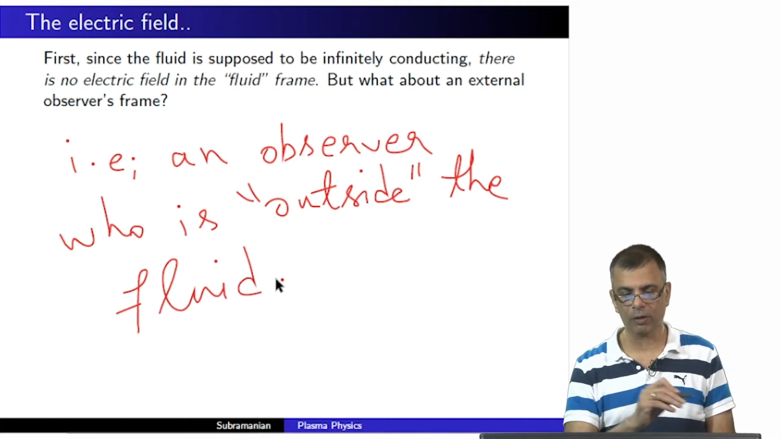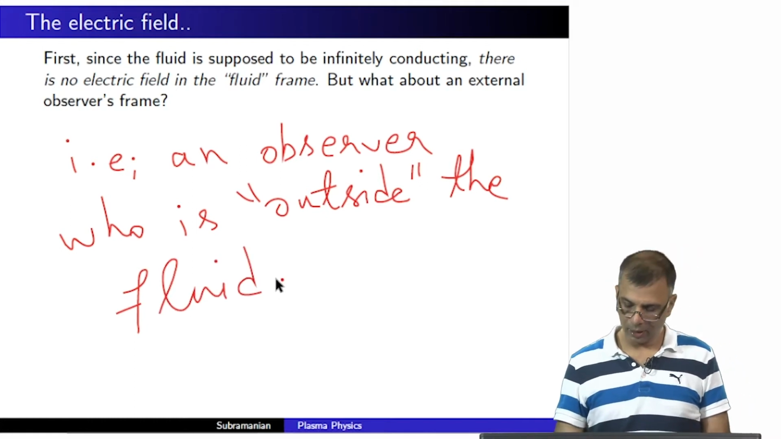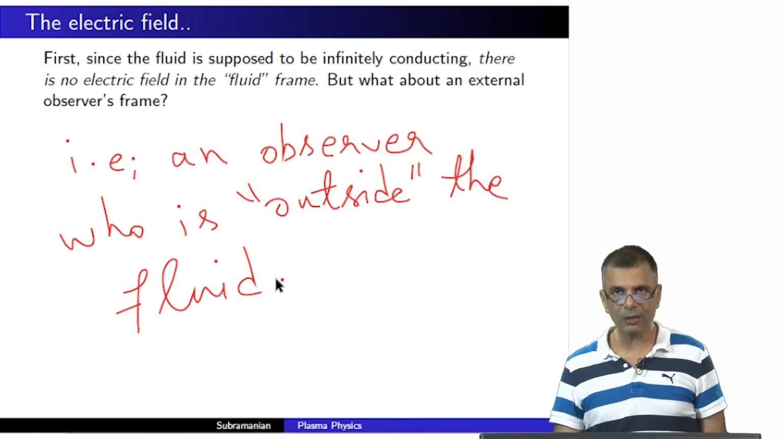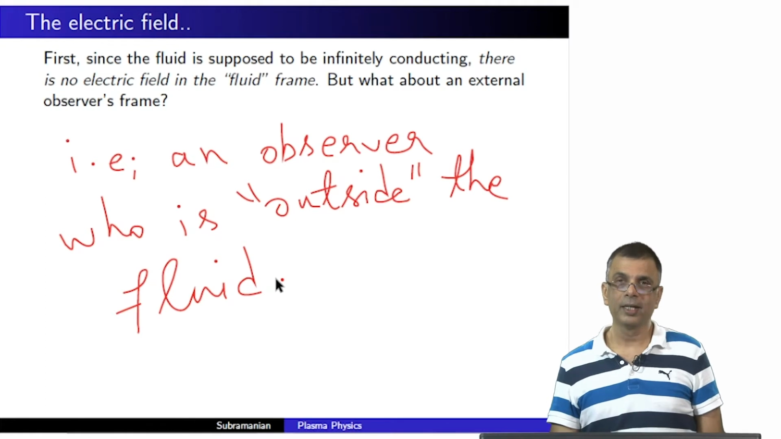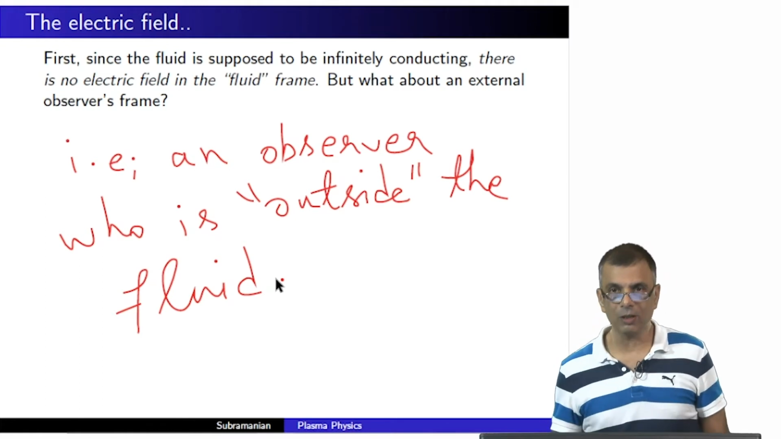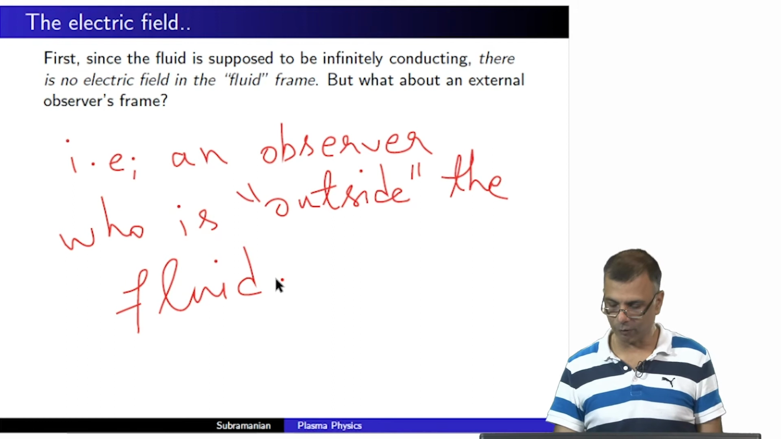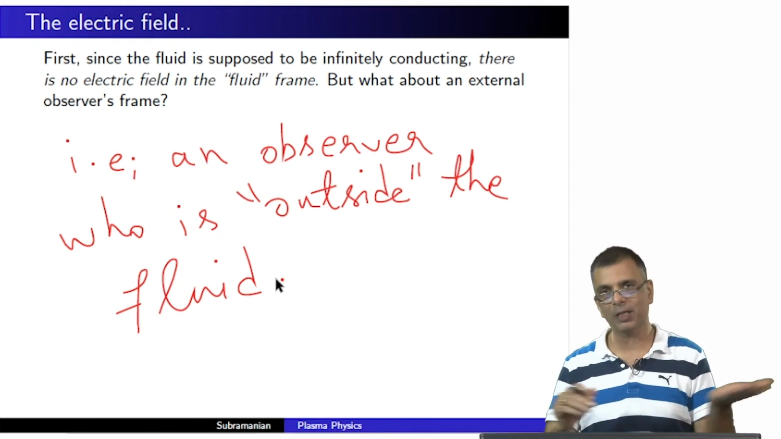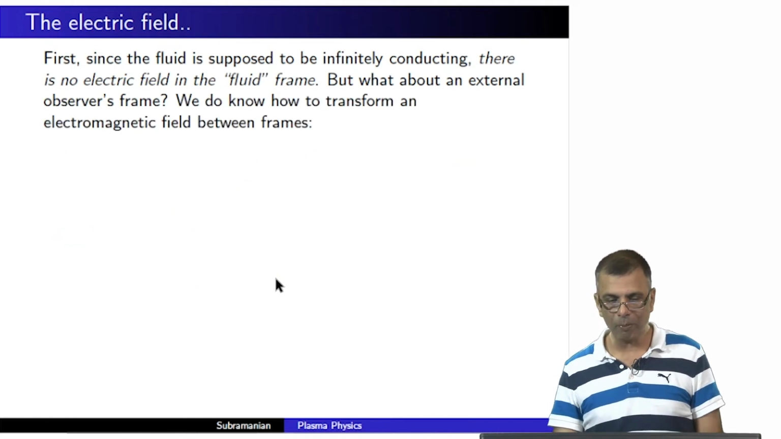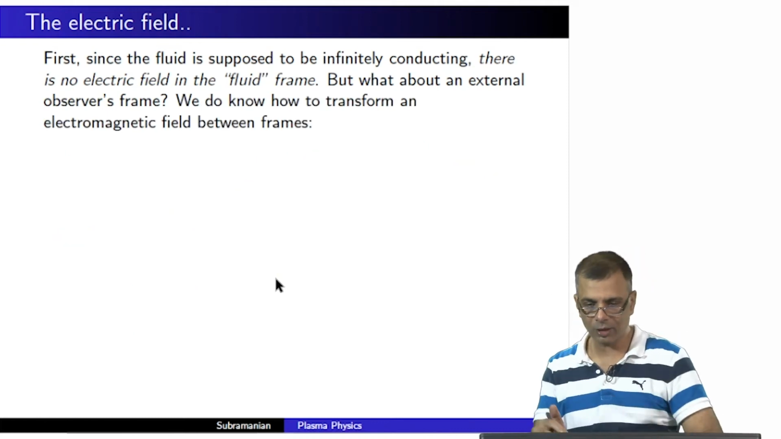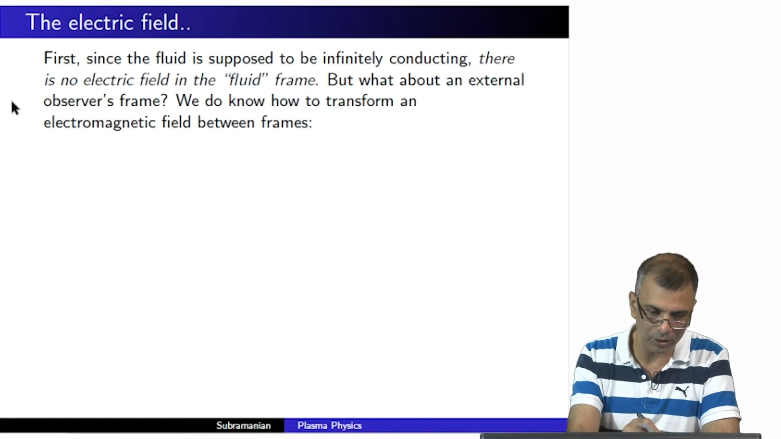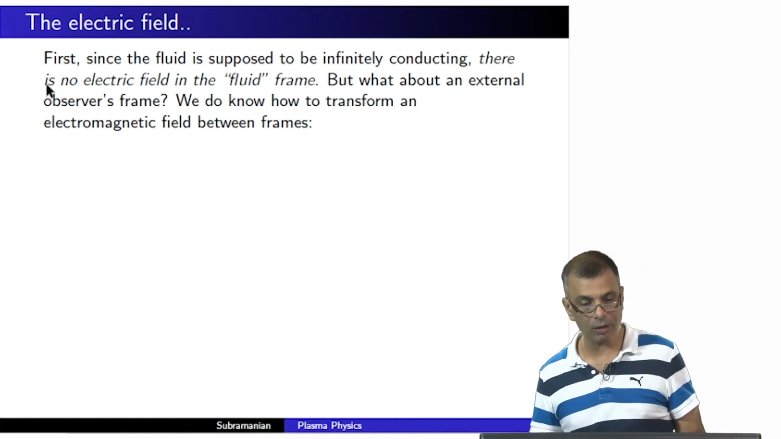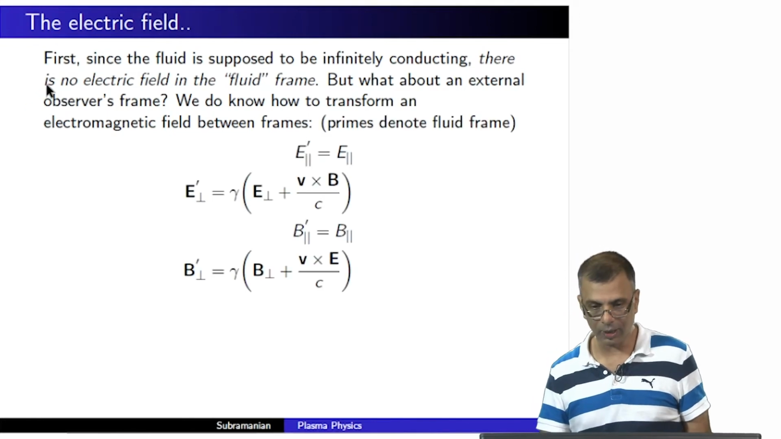What about this kind of observer? Okay. So, clearly the way we are talking about this, we are implying that the electric field need not always be 0 for someone who is not immersed in the fluid. The electric field has to be 0 for someone who is immersed in the fluid, simply because the fluid is infinitely conducting. But in order to answer this question, we have to resort to a standard Lorentz frame transformation, and that is this.